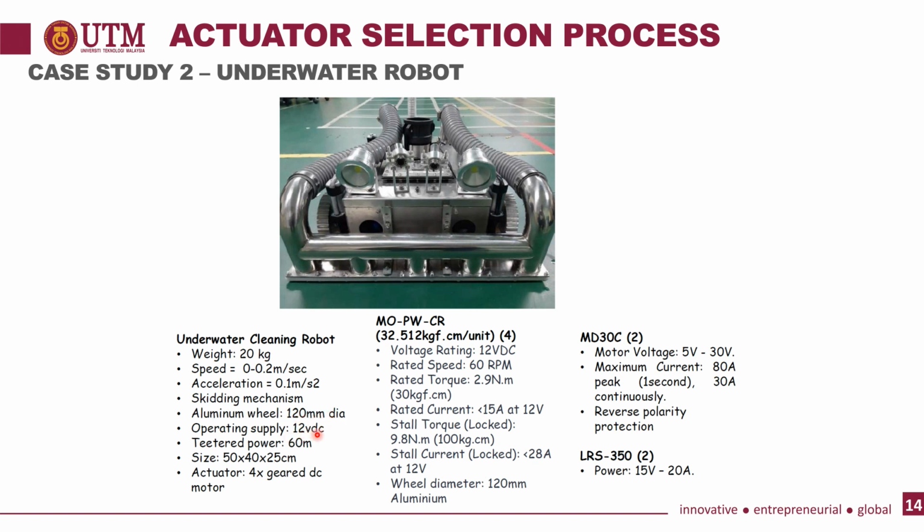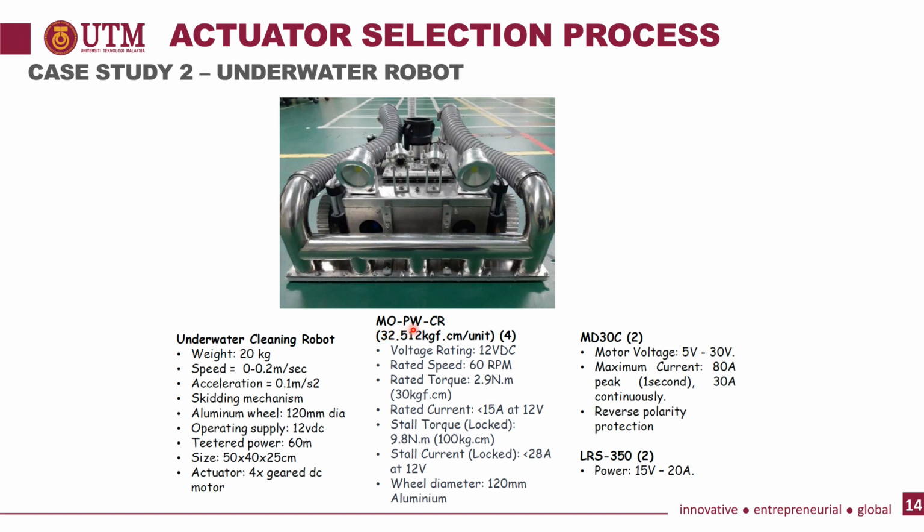The supply is 12 volt DC, and the tether length is 60 meter. And then the size of the robot, or the dimension, is 50 times 40 times 25 cm. And the actuator they are using is 4 units of DC motor. As you can see here, it is using the power window motor. So this is the motor that we are using.